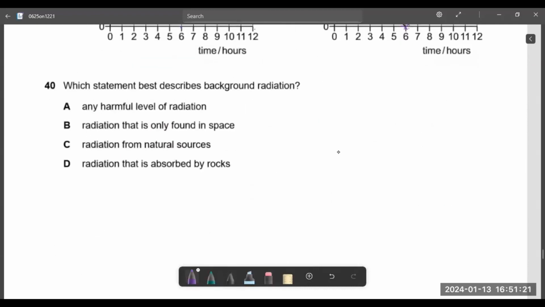Which statement best describes background radiation? So radiation from natural sources describes the background radiation.